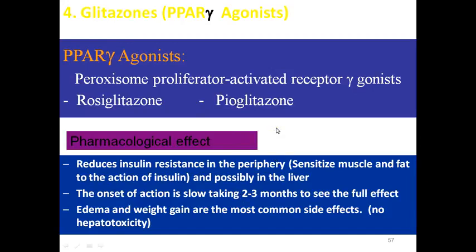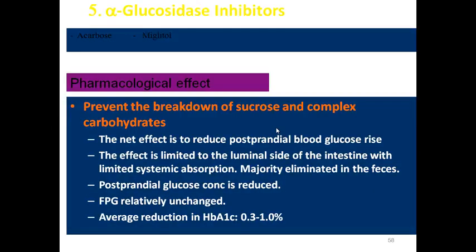And now there are other drugs in the market which have much better beneficial effects, which are now being prescribed. So we have alpha-glucosidase inhibitors, acarbose and miglitol. What they do is they prevent the breakdown of sucrose and complex carbohydrates and thus decrease the postprandial glucose rise.